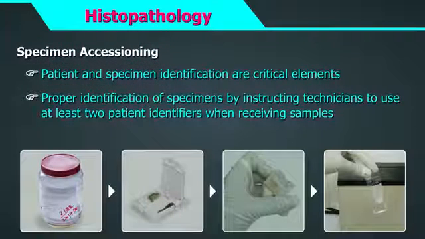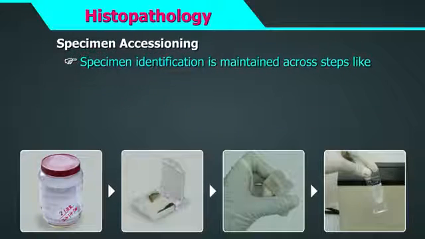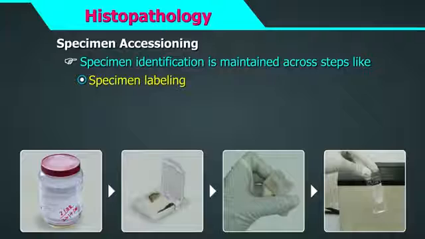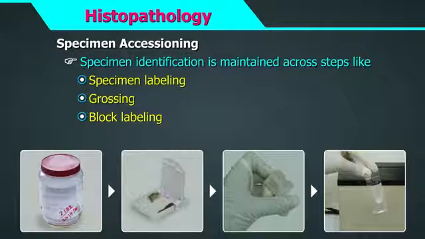Patient and specimen identification are critical elements in surgical pathology. Proper identification of specimens should be done by instructing technicians to use at least 2 patient identifiers when receiving samples, as there are multiple levels of tissue handling during which errors can enter the testing process. Specimen identification must be maintained across steps like grossing, block preparation, slide labeling, etc. Laboratories can create their own customized checklists for the same.